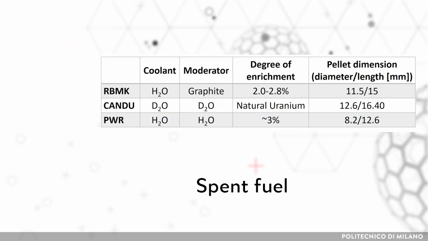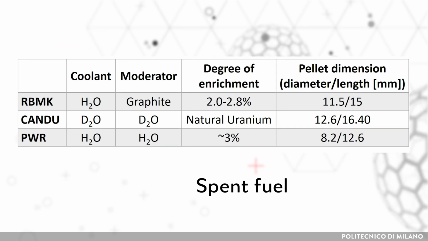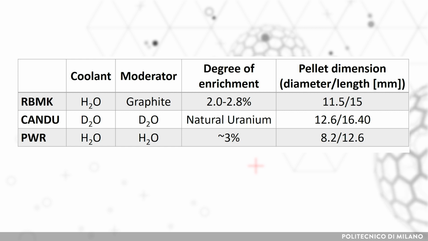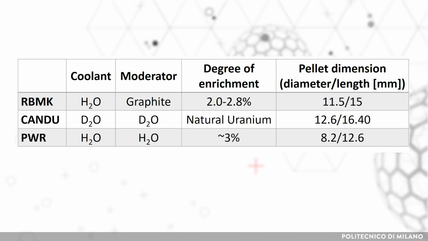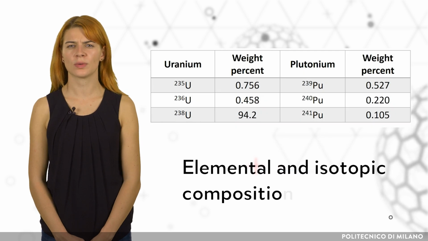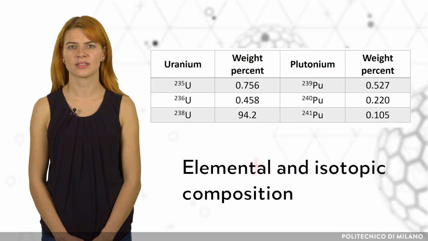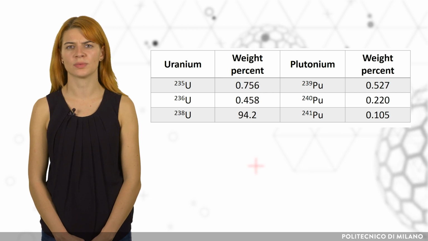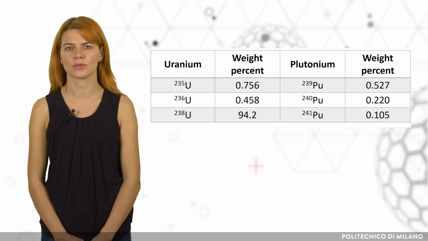For example, the fuel pellets of a CANDU and RBMK reactor are significantly larger than those of pressurized water reactors. However, these two can be easily distinguished by their degree of enrichment, since CANDU reactors are operated with natural uranium in contrast to RBMKs. If a fuel pellet that has already been irradiated in a reactor is seized, the irradiation time can be estimated by its elemental composition and the different isotope ratios.